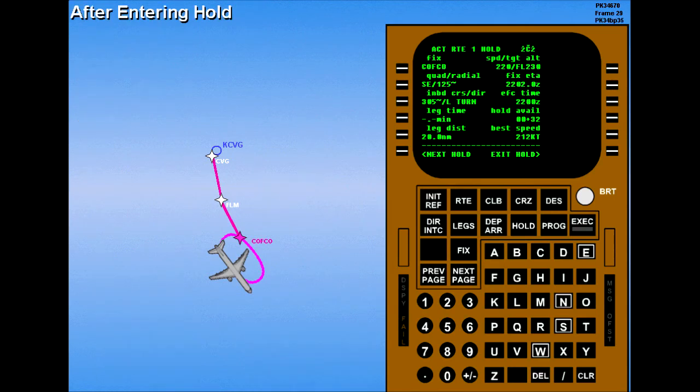After entering holding, the exit hold prompt will be displayed. Any further modifications made to the holding pattern after entry will only become effective on the next crossing of the fix. Now try some questions.